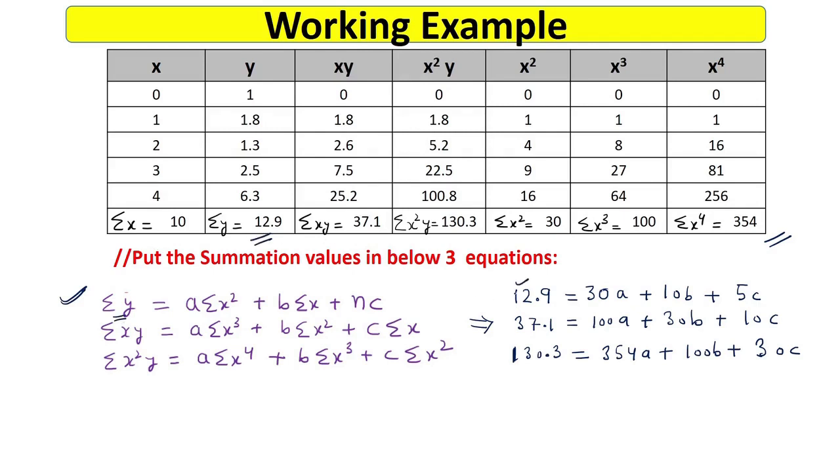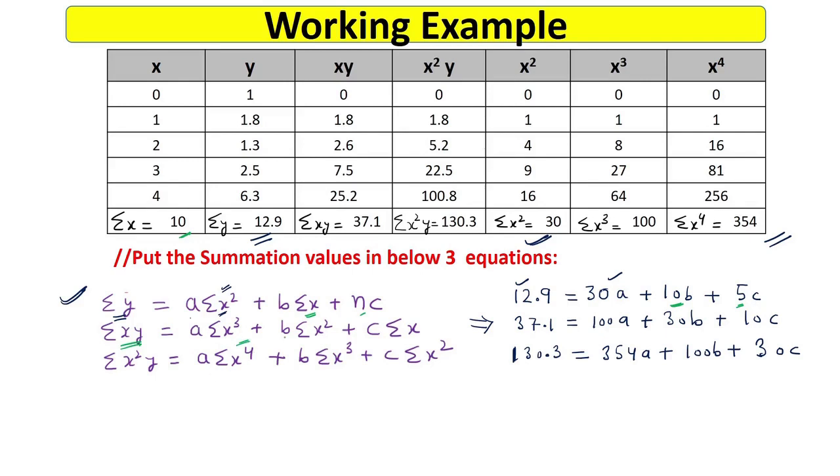So this is 12.9. Then summation of x square, that means this is 30. Okay. So it will be 30a. So you can see we have 30a. Okay. Similarly, b into summation of x. So summation of x is 10. So this is 10b. And similarly, the n into c means what is the value of n? N is 5. Number of observations 5 into c. Okay. So similarly, we can put all these summation values.